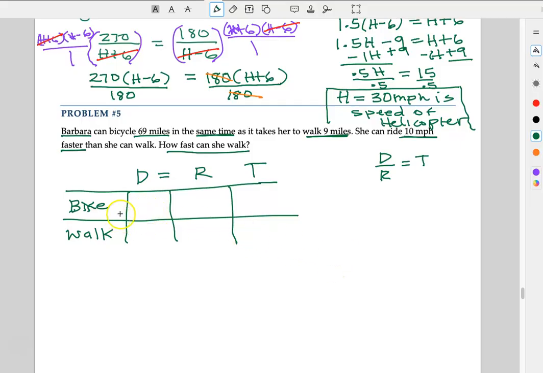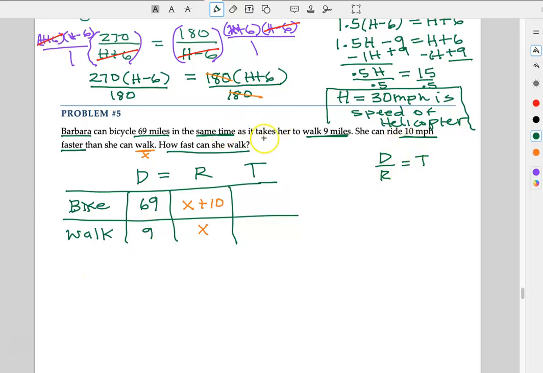Do we know the distance of biking? 69 miles. And then what about the rate? Well, let's look at it. She can ride 10 miles an hour faster than she can walk. When it ends with this word walk, whatever it ends in, that's what your variable is going to be. I don't know how fast she can walk, I just know she can bike 10 miles an hour faster. So however fast she can walk plus 10. Does that make sense? Yes. And then the walking distance, whoops, I forgot to put that in, is 9 miles.